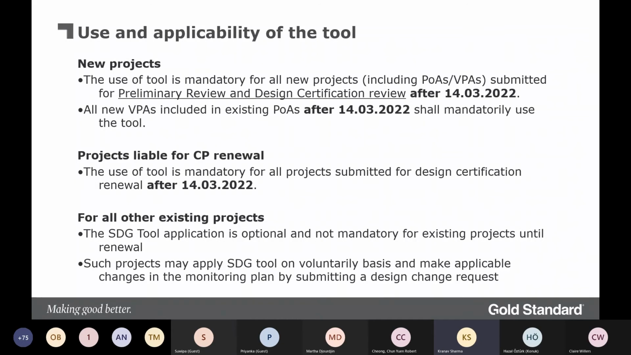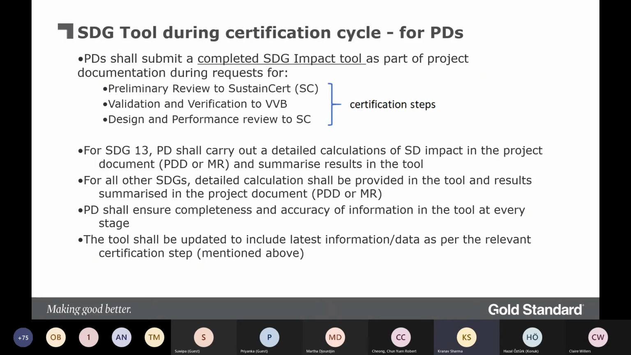For such projects, project developers may apply the tool on a voluntary basis. What they need to do essentially is make applicable changes in their monitoring plan to incorporate the tool itself and submit a design change request to Gold Standard. So this is essentially the brief process of how a project can shift from their own approaches to SDG assertion to using the SDG tool. Moving on and talking about the guidance that we wanted to communicate for project developers, and how project developers should use this tool and interpret this tool.